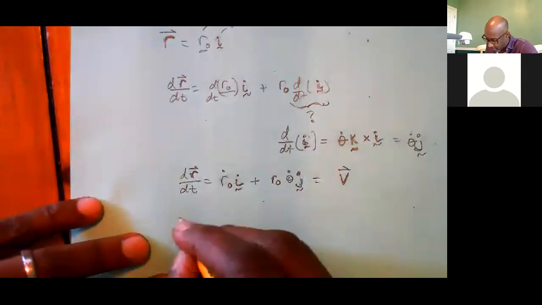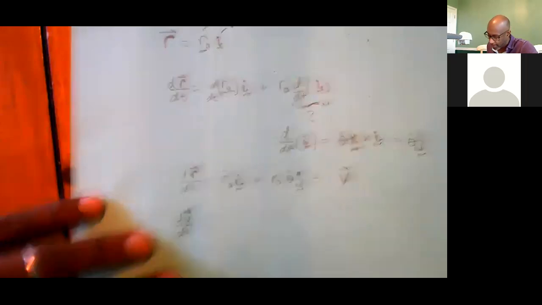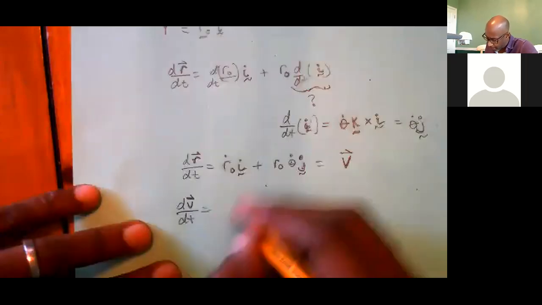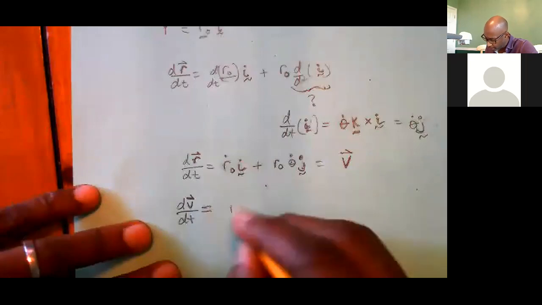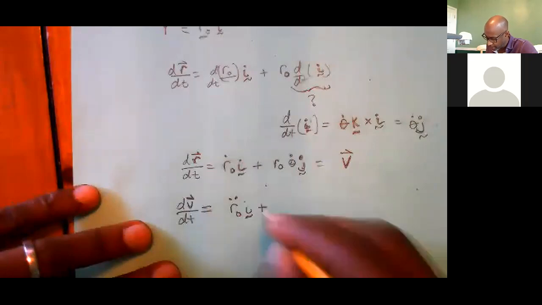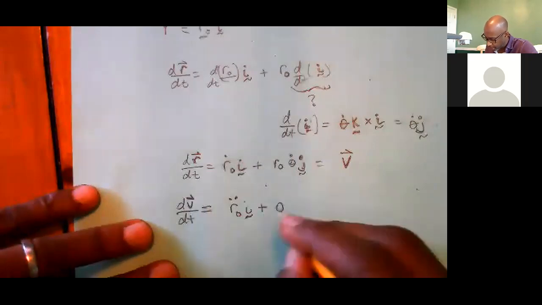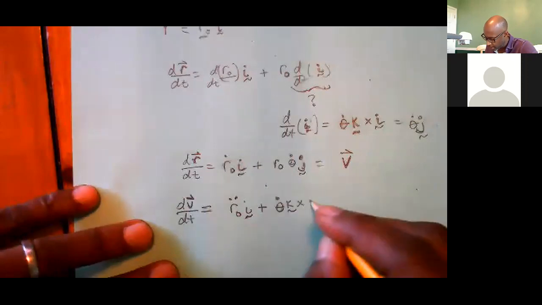So dv dt would be the derivative of all this stuff. So you have r double dot o i plus theta dot k cross, oops.